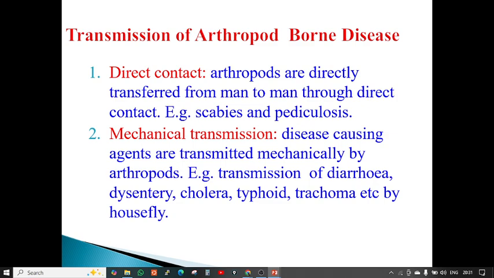Second is mechanical transmission, that means the carriers which are transmitted through different types of agents or different types of things.